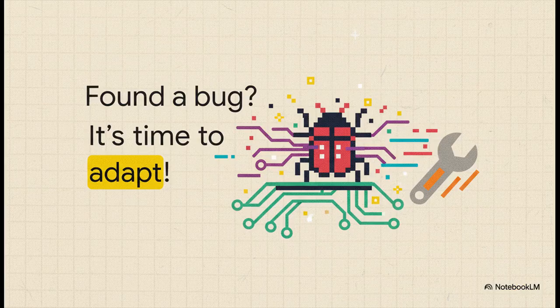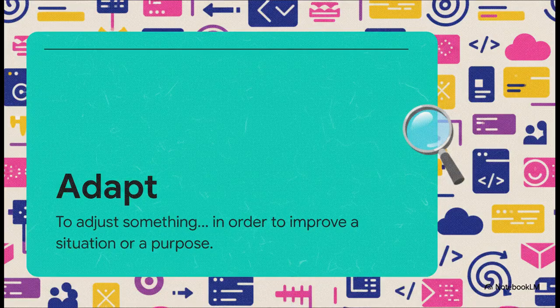Finding a bug isn't a failure. Not even close. It's an opportunity. It means it's time to adapt. This whole cycle of building, testing, finding problems, and then fixing them is at the absolute heart of how all great software is made. And this really is the inventor's mindset. Adapting means you're constantly adjusting and improving. I mean, think about the best apps on your phone. I guarantee they didn't launch perfectly. They evolved over time by listening to feedback and fixing what was broken.